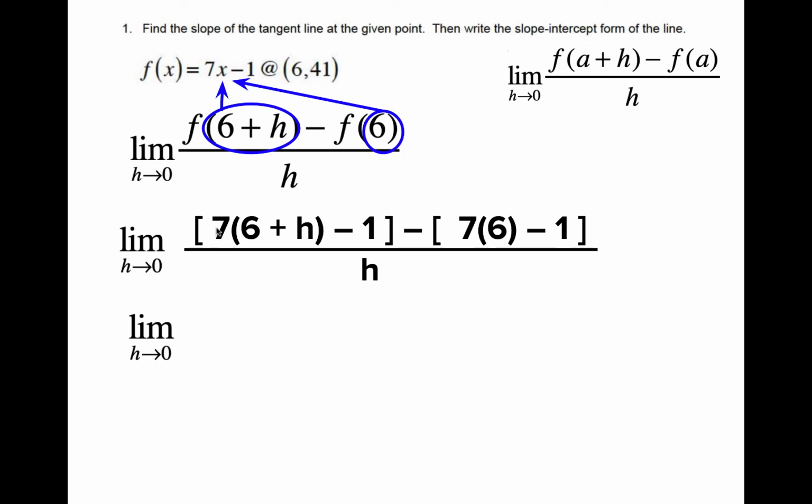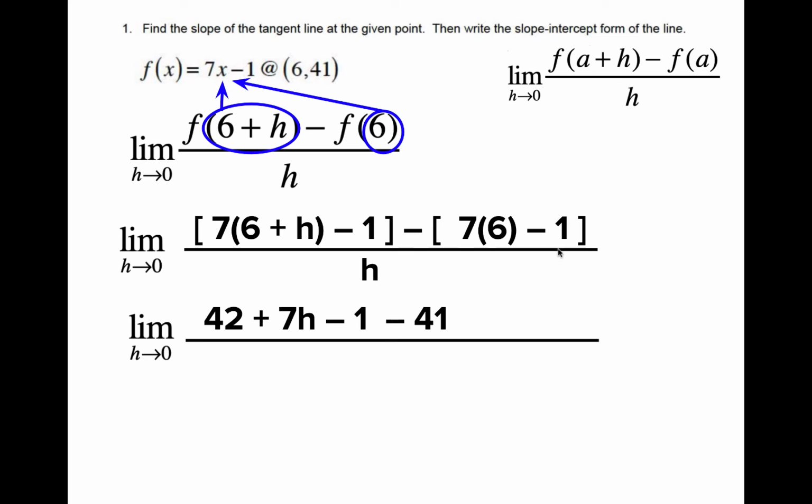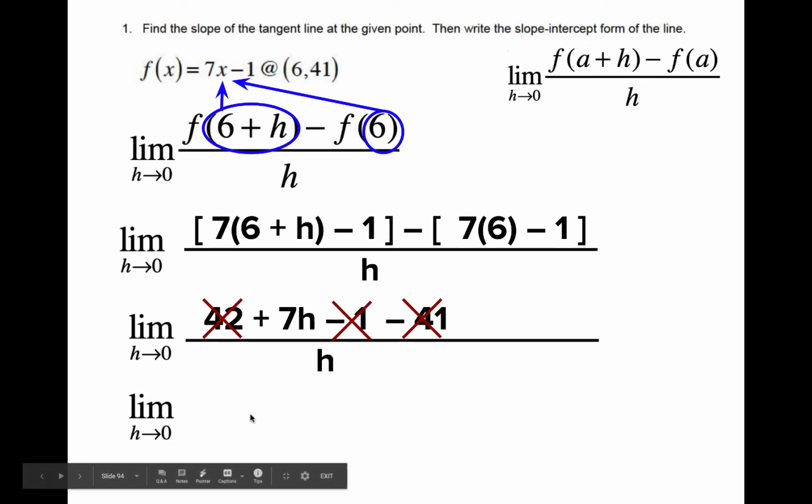We have to distribute. So 7 times 6 is 42. 7 times h is 7h minus 1. Then we have minus. Then I can simplify over here. 7 times 6 is 42. 42 minus 1 is 41. And that's all over h. Notice on the top, I have 42 minus 1 minus 41, which would cancel. These go away. So now I'm taking the limit as h approaches 0 of 7h divided by h.